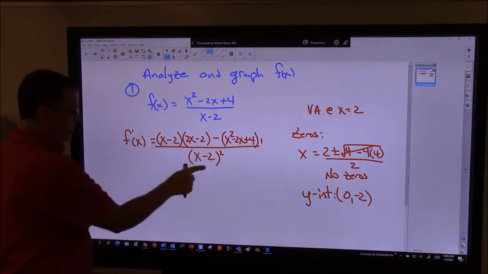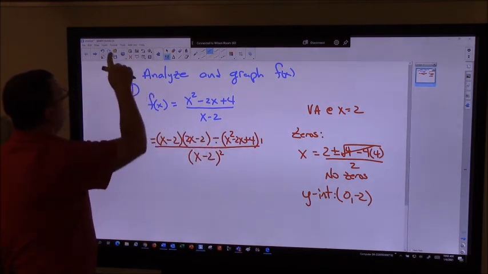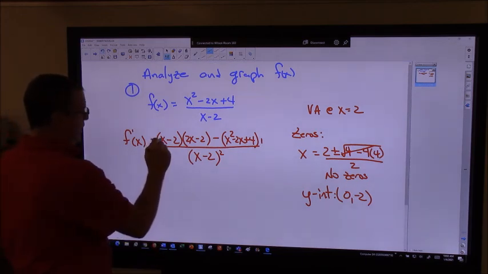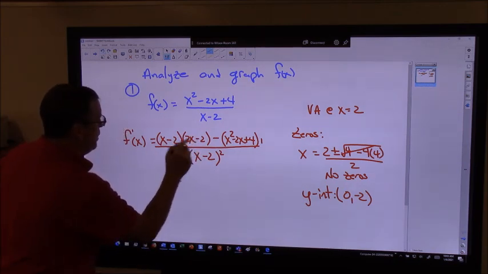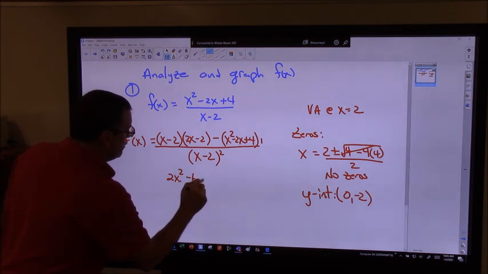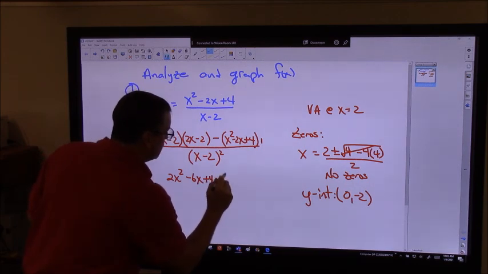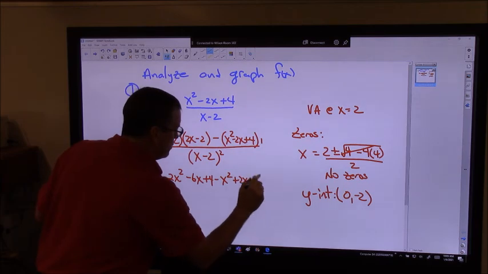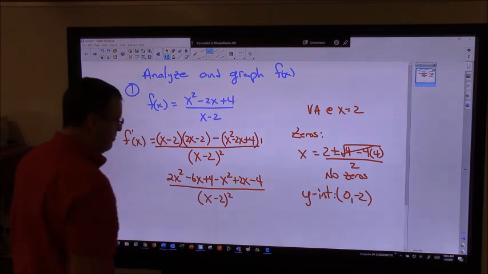Remember, don't cancel these. You cannot cancel part of something that's being added or subtracted with something else. So we just got to work this whole thing out and see what we get. So if I FOIL this, I'm going to get 2x squared minus 2x minus 4x, so that's minus 6x, plus 4. And then minus x squared plus 2x minus 4. All over x minus 2 squared. I'm not going to multiply this out.